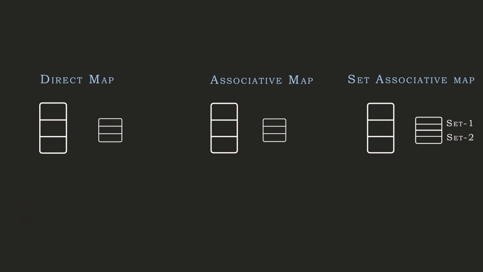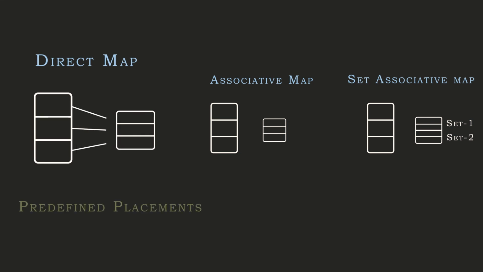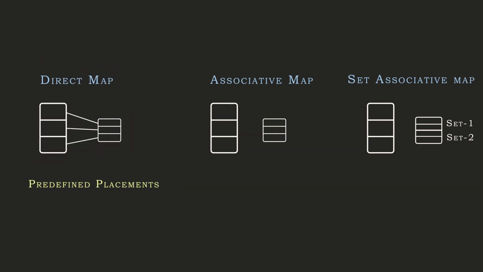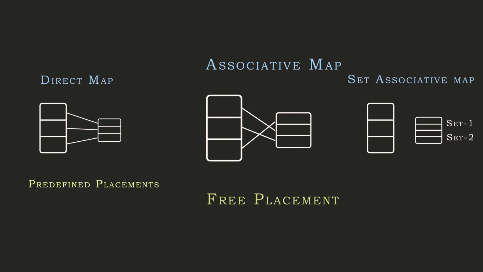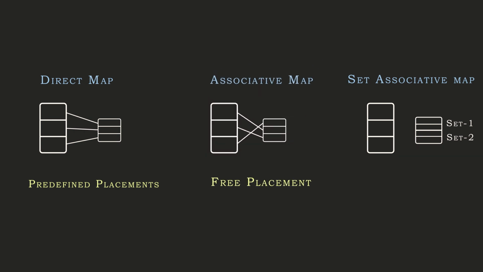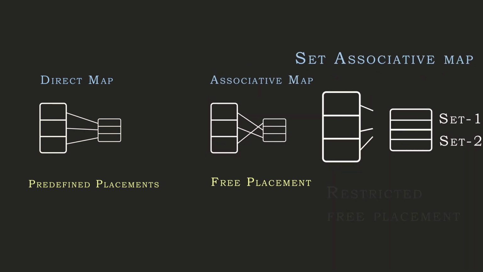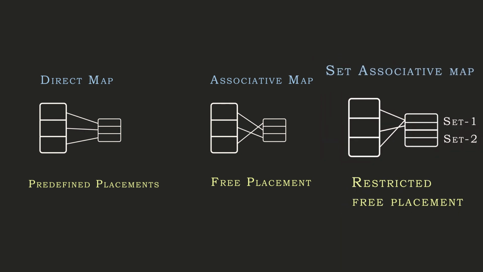Alright, let's put all the mappings into one single frame. In direct mapping, each data item has a predefined placement location. In associative, no restrictions, you can place the data anywhere. In set associative, an item is tagged to a set, and inside the set, free placement. Okay, this is just an outline of the mapping techniques. We shall review each one in detail in the upcoming videos.